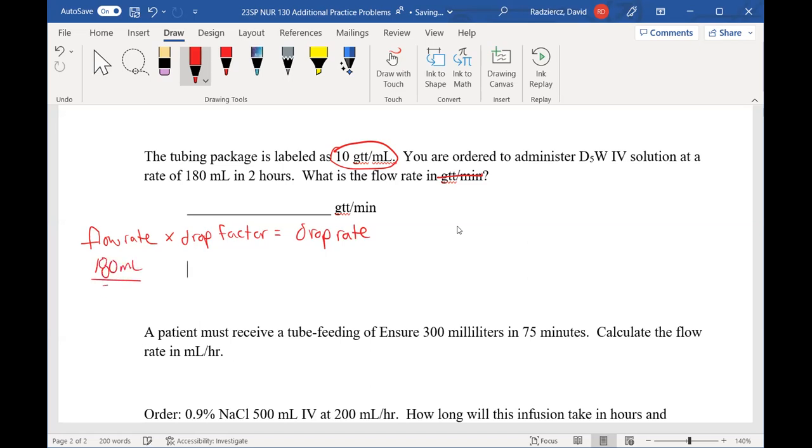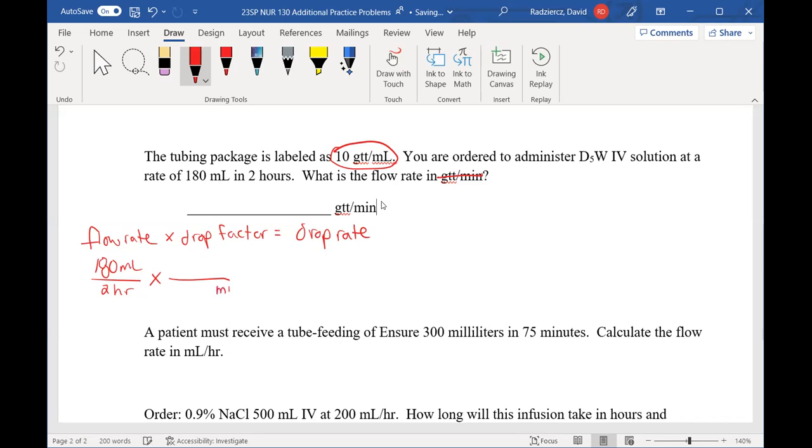So I'm going to do this the long way. That's perfectly fine. 180 milliliters, 2 hours. So that's your flow rate. And then I want to correlate that with the drop factor. Like I said, I'm going to do this the long dimensional analysis way, and then I'll show you the condensed version of this. So I'm going to multiply by my drop factor.